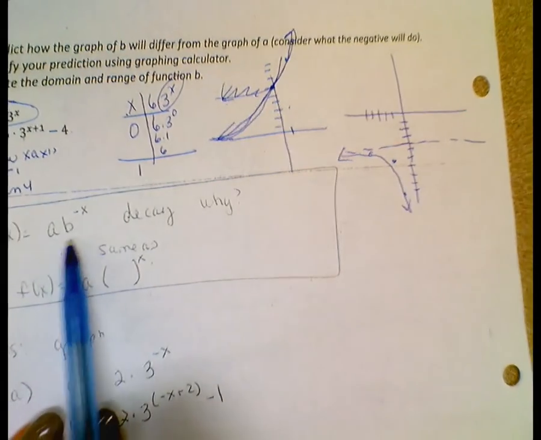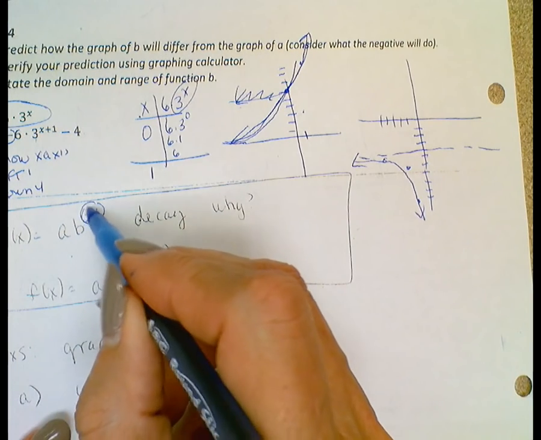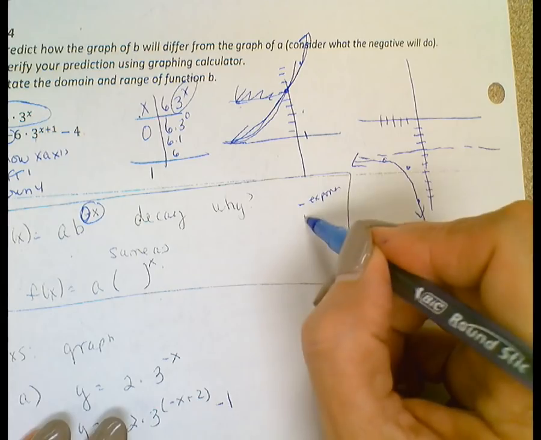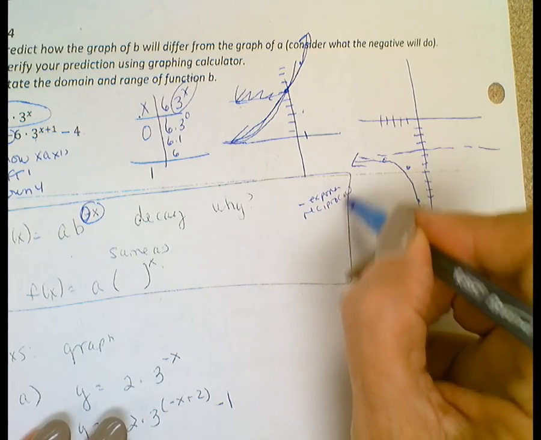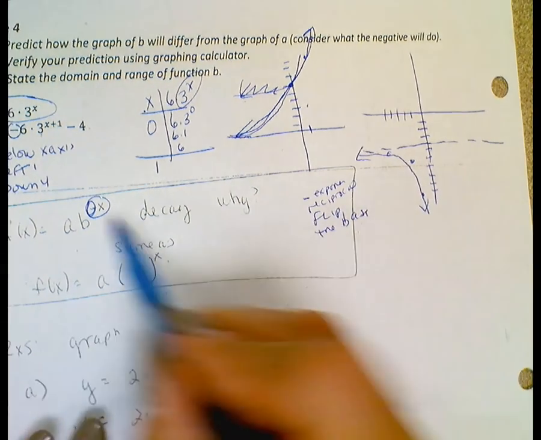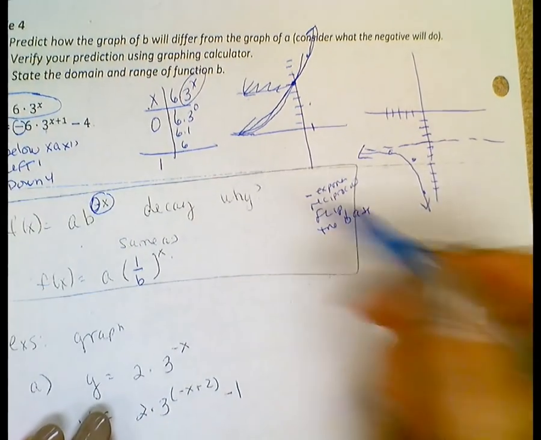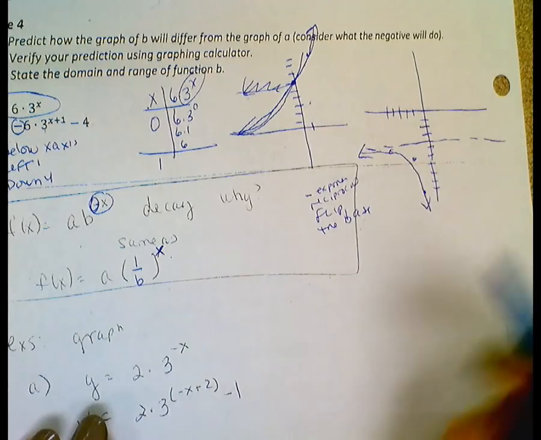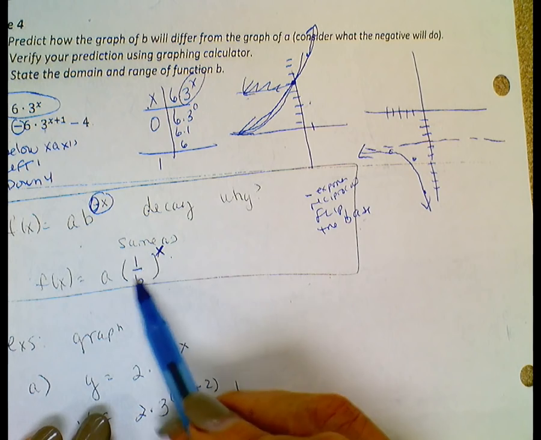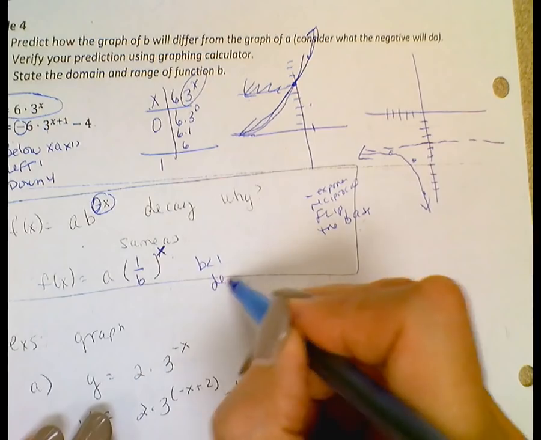So what happens if you have a·b to the negative x? This automatically is a decay, and the reason is that this negative is called a reciprocal key. The negative exponent is a reciprocal. It means flip the base. A negative does. So if I saw something like b to the negative x, I would flip the b to 1 over b, and then I would change it to positive x. So whenever you see a negative, flip it to its reciprocal, 1 over b. Now this is a decay because the b is less than 1.